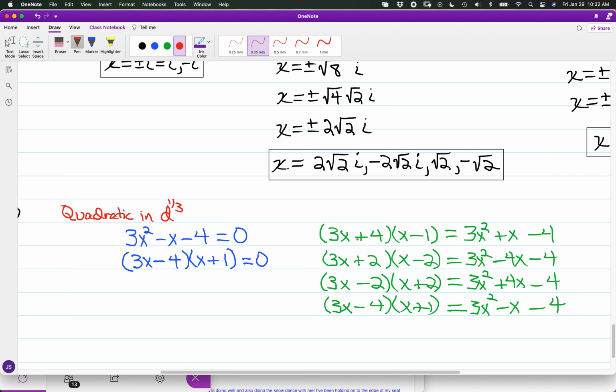So 3x plus 4, x minus 1, middle term is x, so that strikes out. Here, 3x plus 2, x minus 2, middle term, we have a minus 4x, that strikes out. This combination, we have middle term at positive 4x, that strikes out. But with this combination, middle term is negative x, and so that is going to check out.